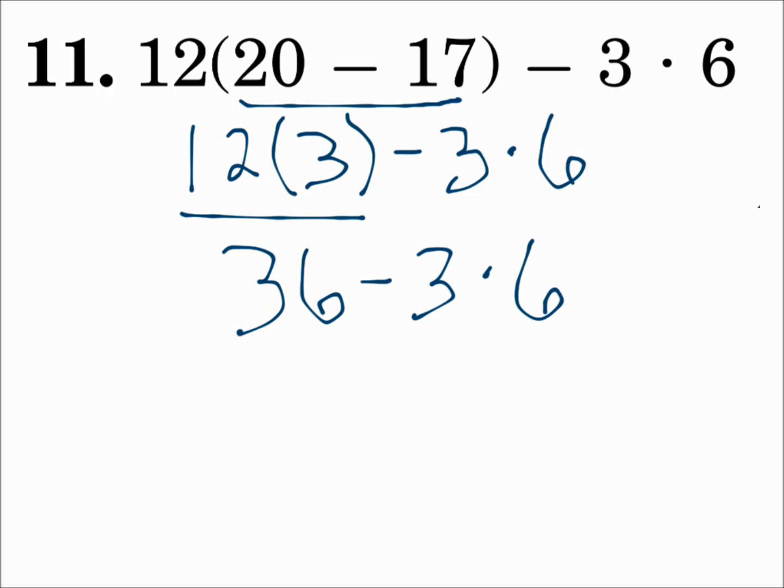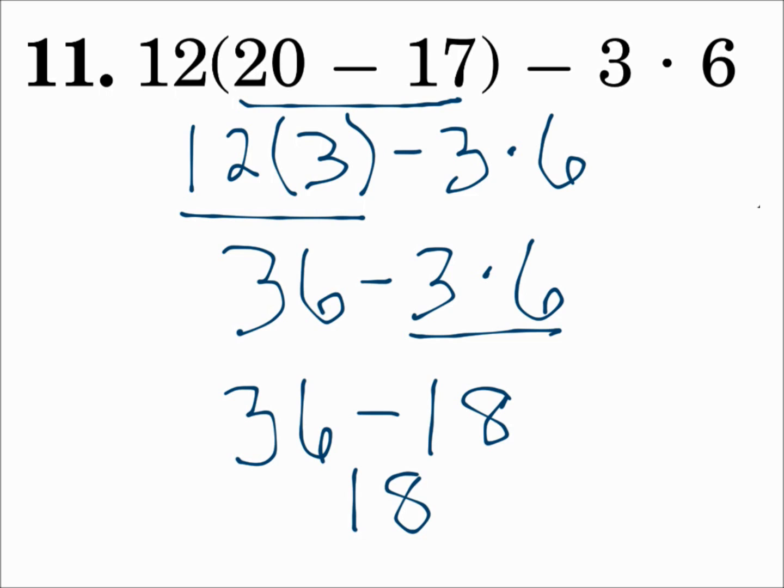Now you have subtraction and multiplication. Do the multiplication first. 3 times 6 is 18. And 36 minus 18 is 18.